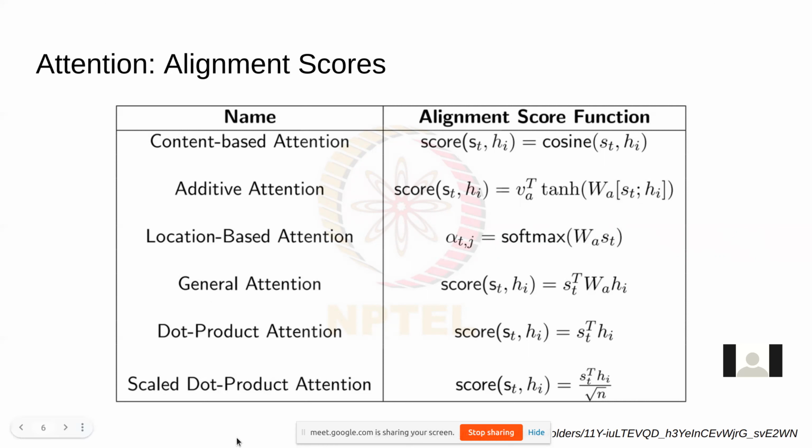Similarly, we can have other score functions, and the score functions are not only limited to this. You can even explore other score functions, right? So all these score functions basically try to achieve the same aim, and the aim is that whatever is important in the input should be focused on more.